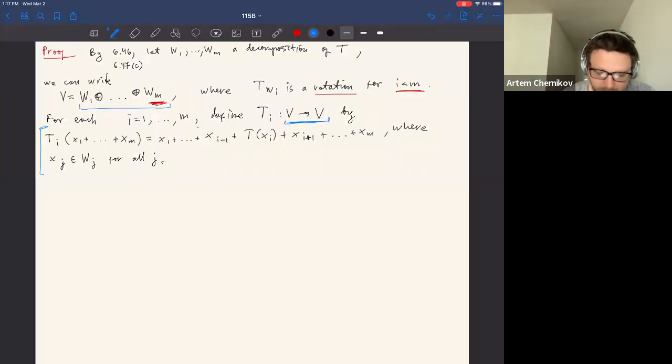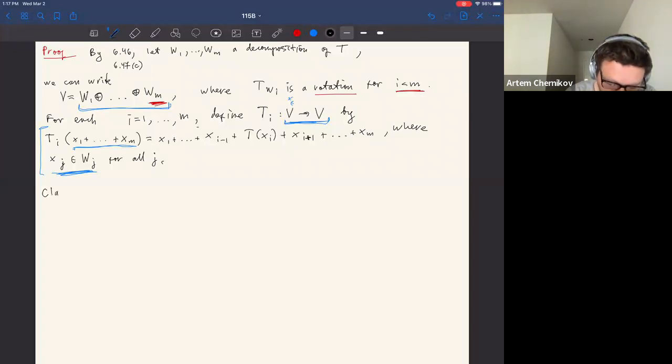And so it means every vector in V, so every vector X here, is going to be of this form. We know we can write it as a sum of Xj, where Xj comes from the Wj on this list in the direct sum. So this tells us that this map Ti is defined on every vector in V, right? So this tells us that it is indeed a map from V to V. And now we're going to claim that it has a bunch of additional properties.